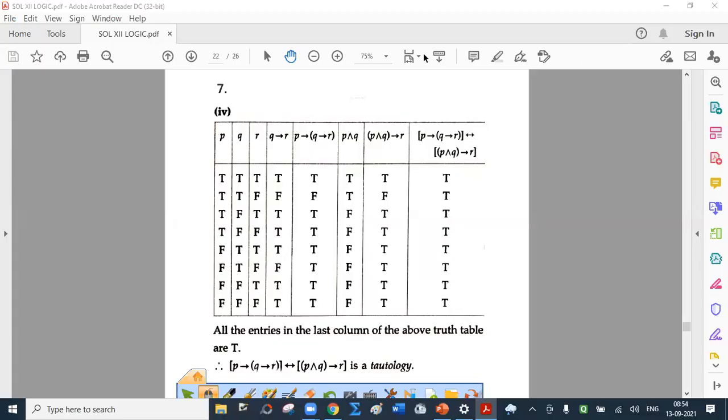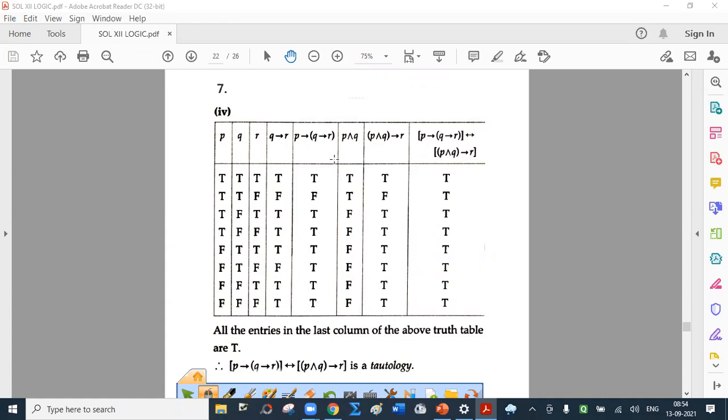Seventh question, we will be doing only the fourth part. Determine whether the following statement patterns are tautologies, contradictions, or contingencies. The fourth one: the statement pattern is (P implies Q) implies R, biconditional (P and Q) implies R.